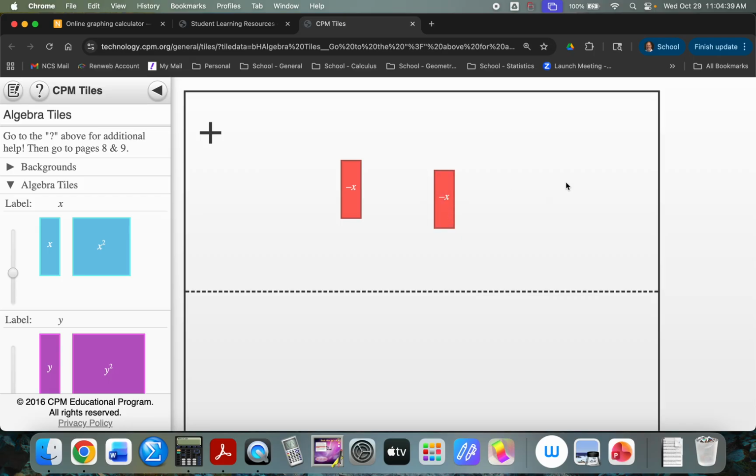All right. So here's one way that you could build negative 2x. You could put two negative tiles in the positive region, or you could take those same two tiles, flip them over, and put them in the negative region. Remember, the negative region means the opposite. So the opposite of two positive x tiles would be two negative x tiles. Those two things are the same.